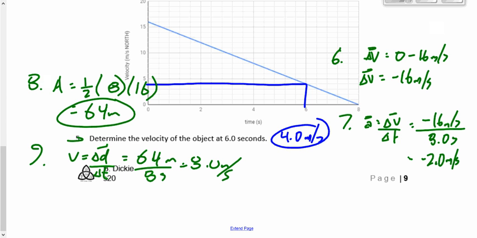I almost tricked myself for a second. I was thinking it should be a negative 8, but it's not supposed to be negative 8. Just because it's a deceleration, it's slowing down, doesn't mean it's a negative velocity. It's a positive velocity the whole time. The average has to be positive. And again, the math made it positive.